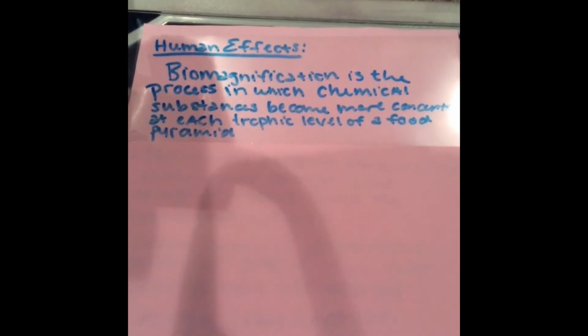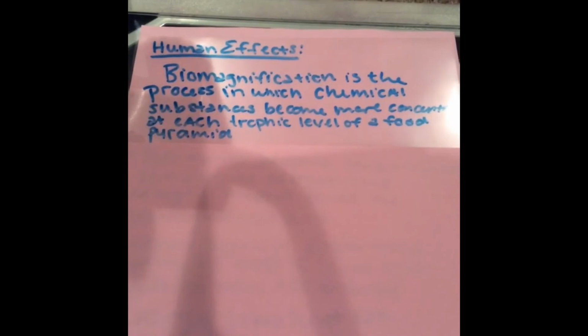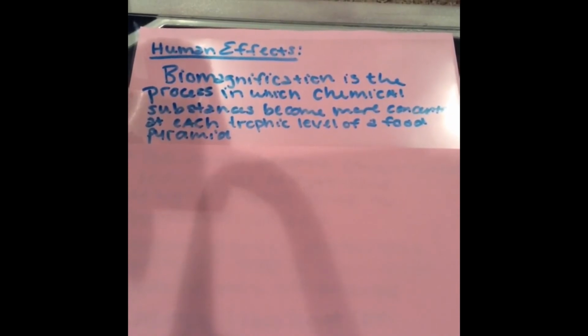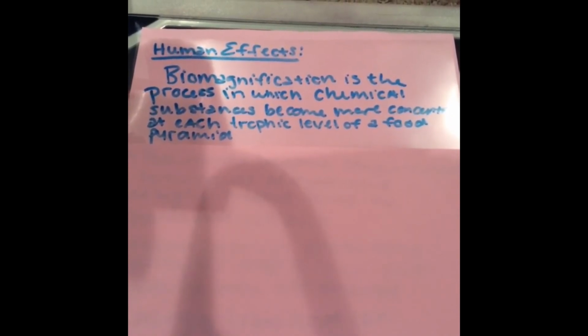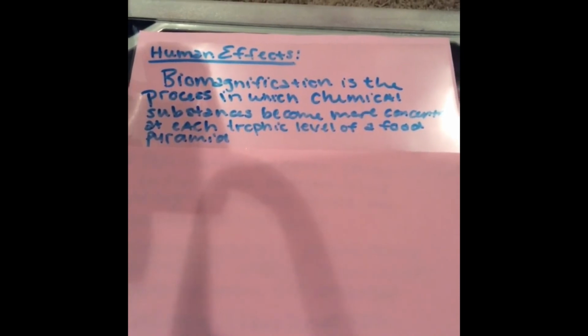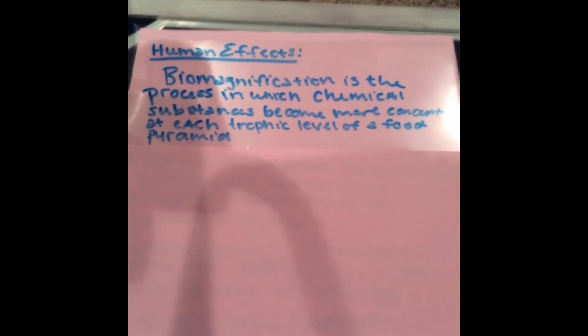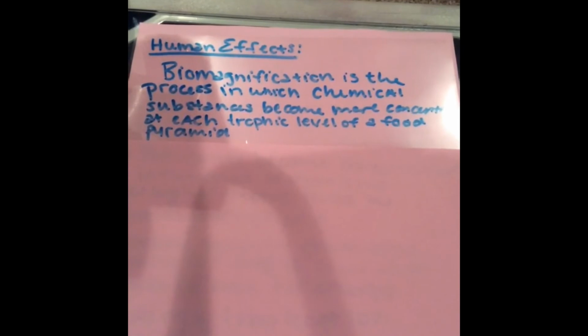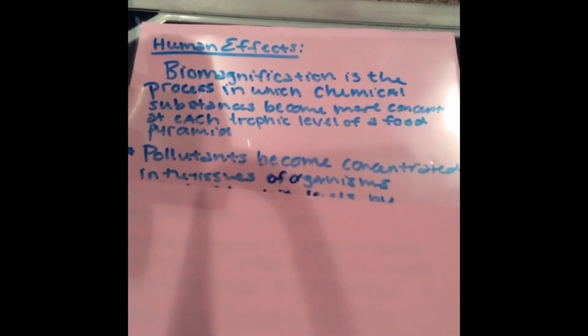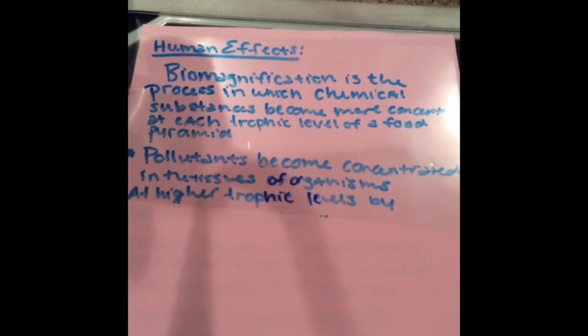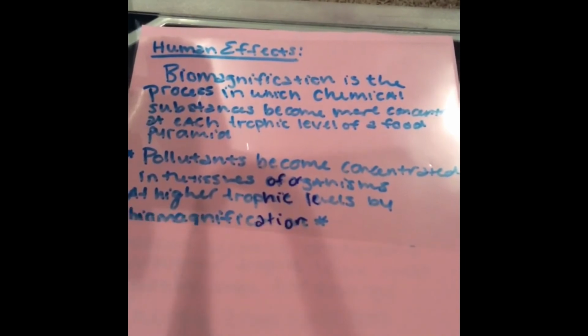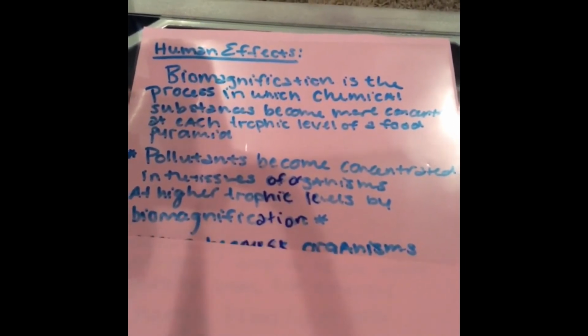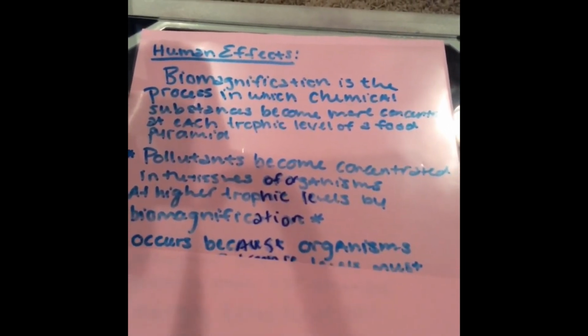Human impact within an environment can also be seen with the use of chemicals. Biomagnification is the process in which chemical substances become more concentrated at each trophic level of a food and energy pyramid. Essentially, pollutants become concentrated in the tissues of organisms at higher trophic levels because these organisms are consuming more to get more energy. Higher order consumers will experience more contamination from a chemical.